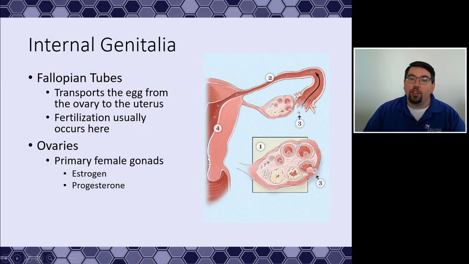The fallopian tubes. The fallopian tubes are going to be the areas that collect and transport the eggs from the ovary down into the uterus. This is typically where fertilization occurs. Most people think that fertilization actually occurs inside of the uterus, and that's not the case. It actually happens most likely in the fallopian tube.